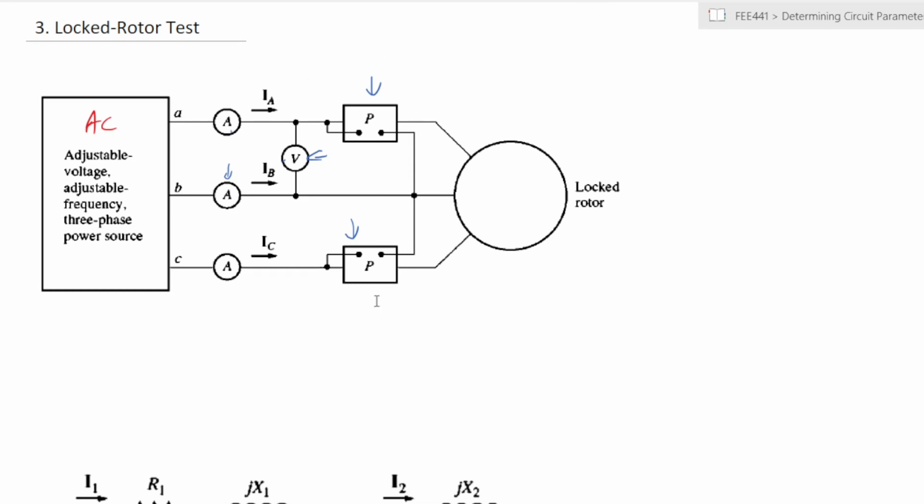And this is a key thing to remember, because you note the value of the current here, and remember we have an adjustable voltage and an adjustable frequency three-phase power source.